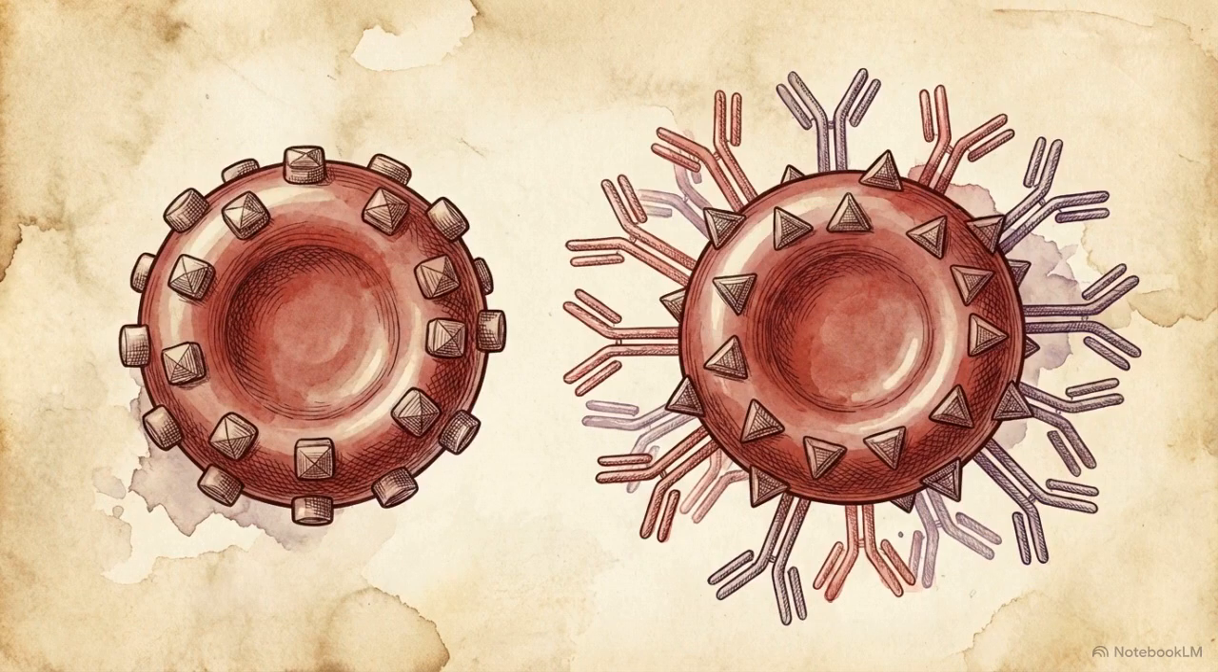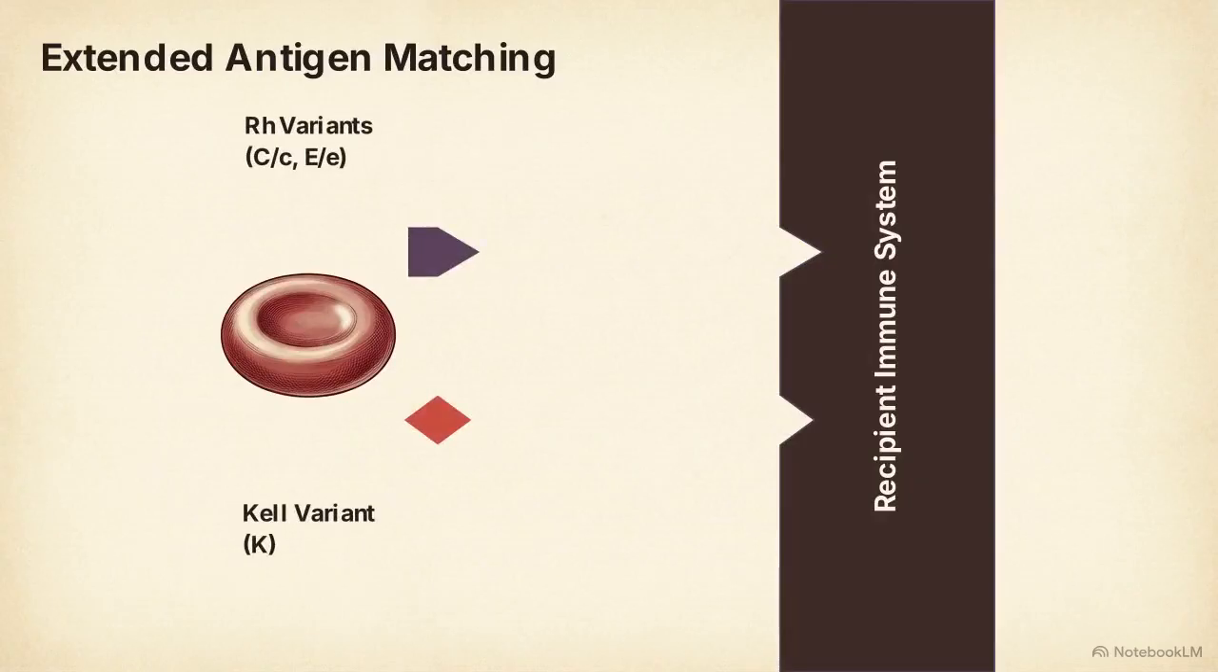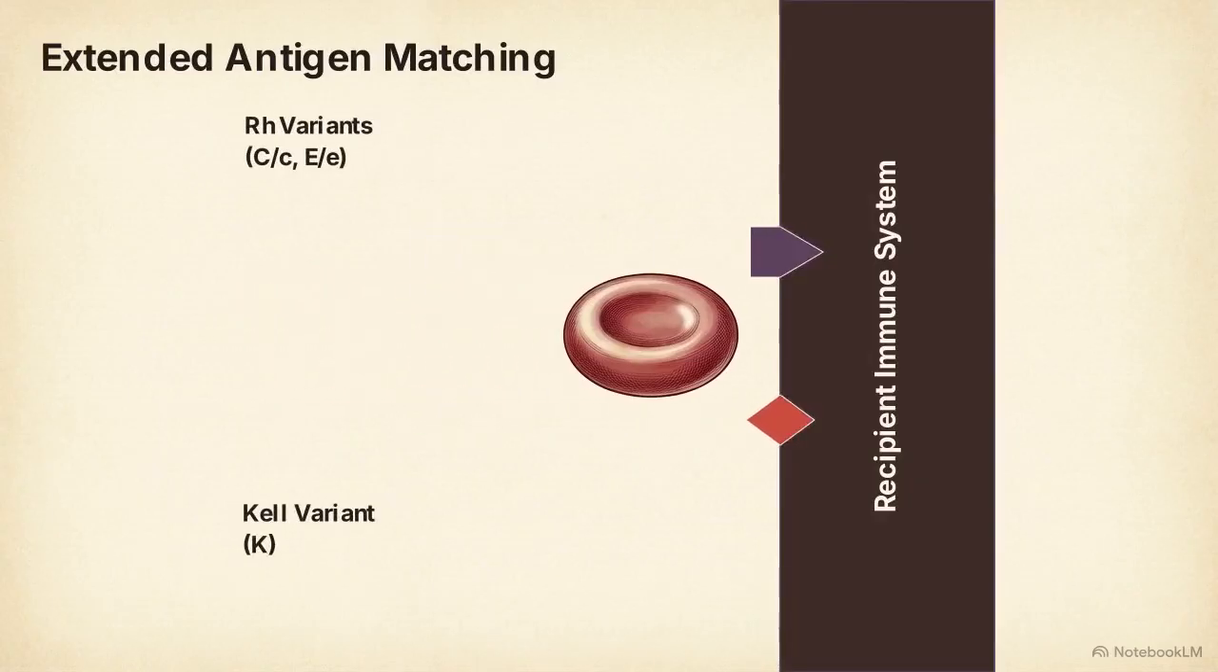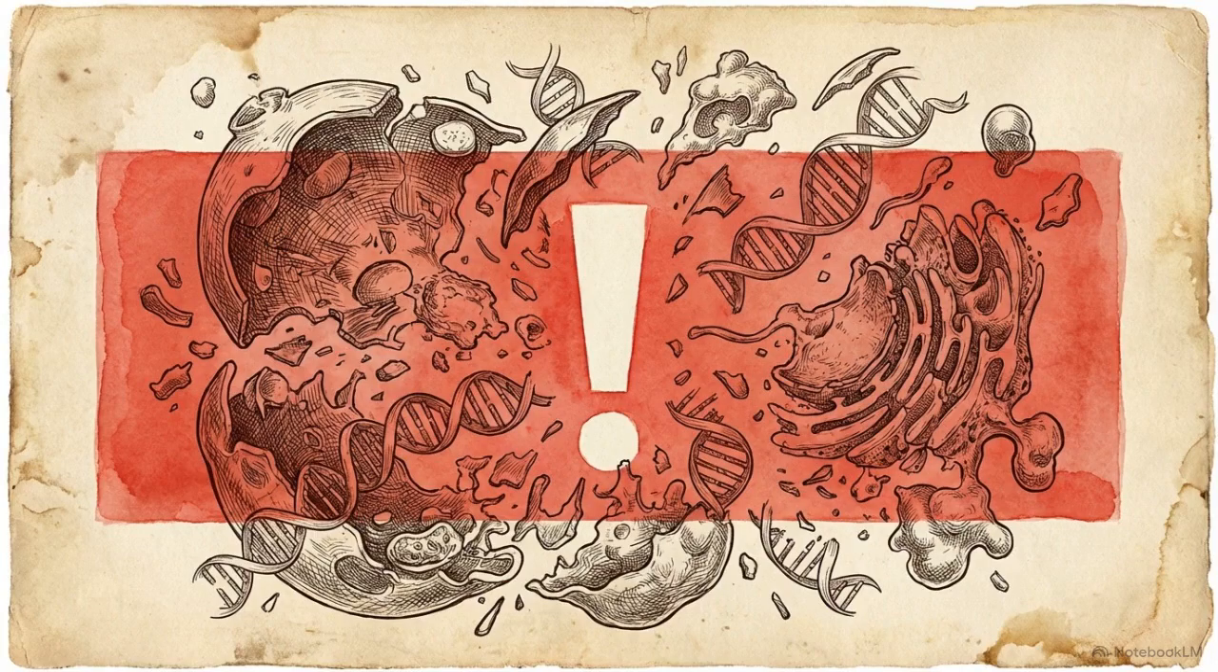Repeated transfusions introduce the severe risk of alloimmunization due to antigenic disparities between donor pools and recipients. To prevent the patient's immune system from rejecting the blood, protocols mandate extended antigen matching, specifically for Rh and Kel variants at a minimum. The ultimate danger in this process is hyperhemolysis syndrome.